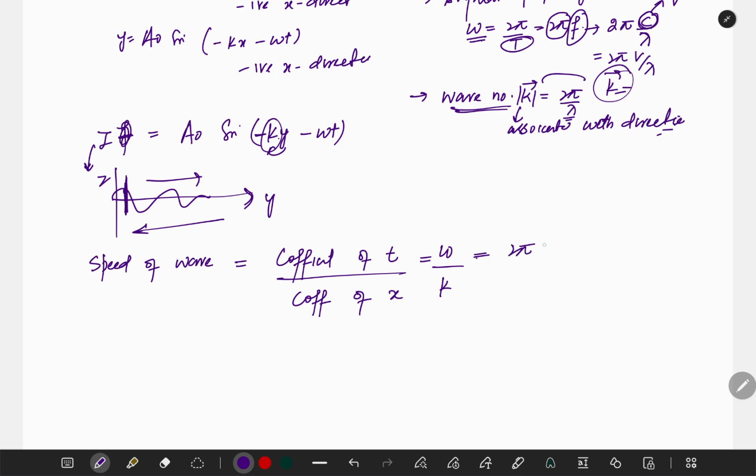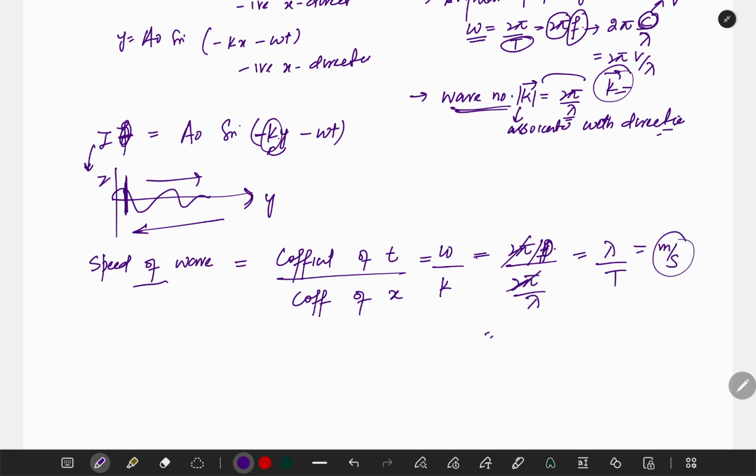Omega is 2 pi into frequency, and k is 2 pi by lambda. Let me write omega as 2 pi by time period. So 2 pi will cancel, and lambda will be divided by time. You understand? It gives us meters per second. So this is the speed of the wave.